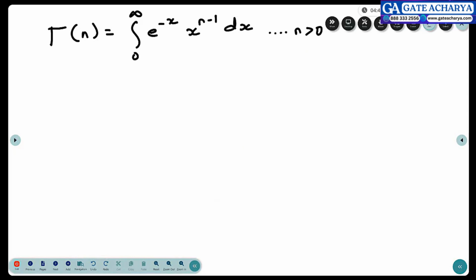Gamma function of n, written like this, is known as the gamma function. The gamma function of n is the integral from 0 to infinity of e raised to minus x, x to the power of n minus 1 dx.